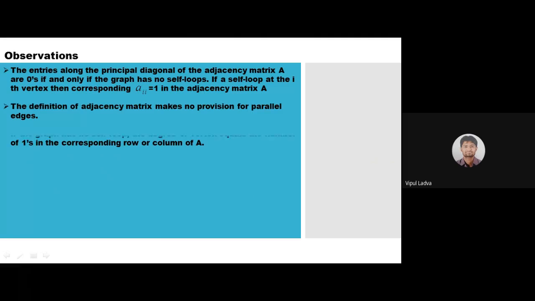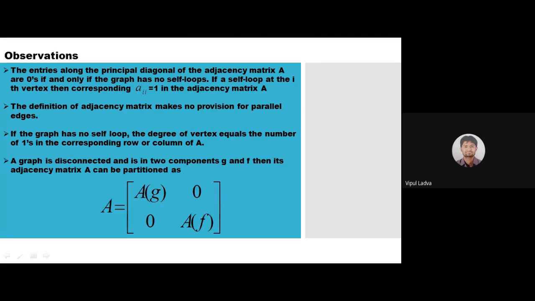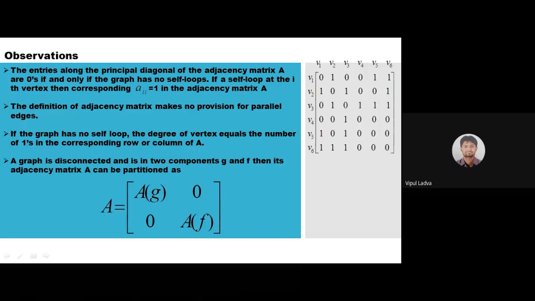Some of the observations. I'm not going to read. Just go through this. Giving you 2 minutes. These are some of the observations which we may list out from the adjacency matrix. Just go through it and let me know whether you understand or not.